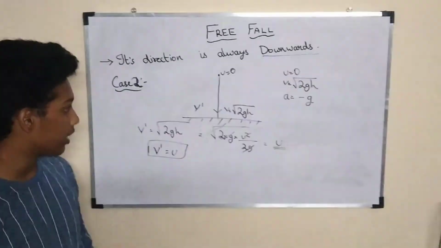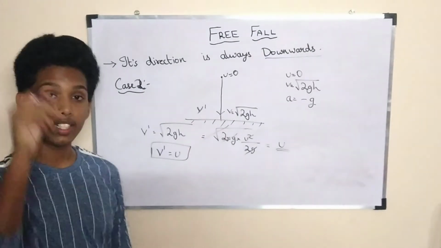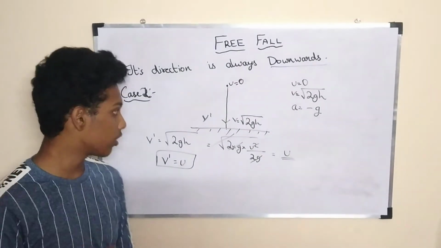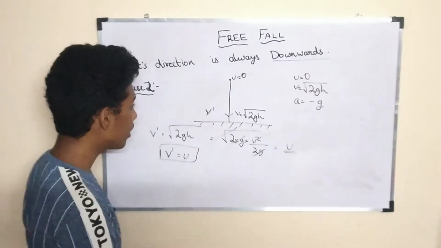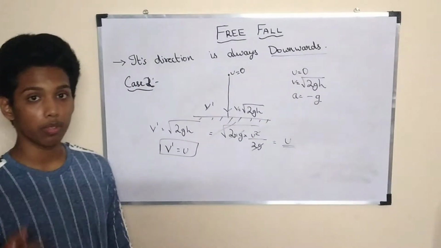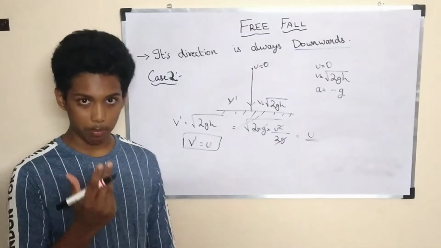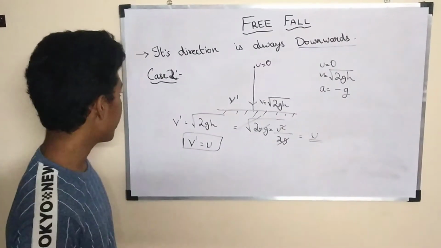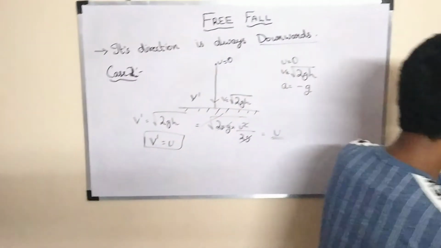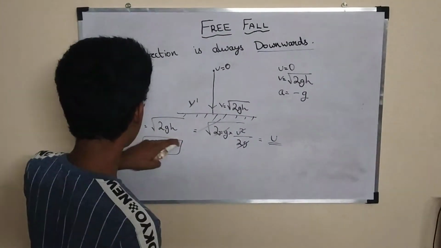So if a body is thrown with a certain velocity, it returns to the ground and hits the ground with the same velocity, right? If it is thrown with a velocity of 10 meter per second, it returns to the ground also with 10 meter per second, right? So I'm sure that you have understood both the cases very clearly.